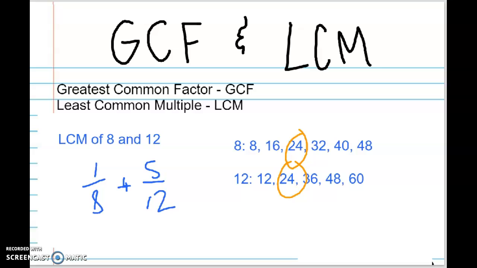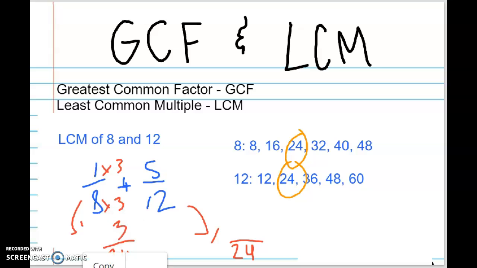So this 24 will become the denominator that we're going to use to replace these fractions with. Like 1/8 is going to turn into something over 24. And 5/12 is going to turn into something over 24. Because once I get them both to 24ths, I can add them. Well, how do I get 8 to 24? I times it times 3. Whenever you do the bottom, you do the top. So that new fraction is 3/24.